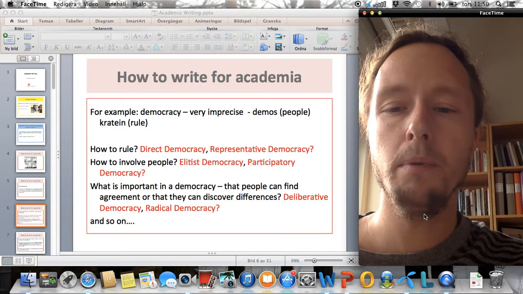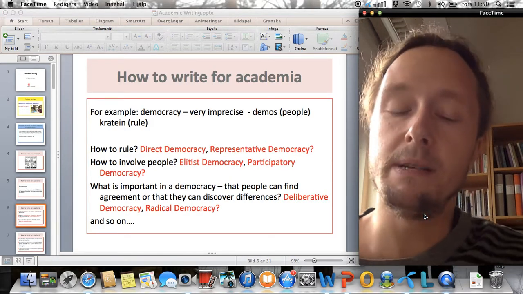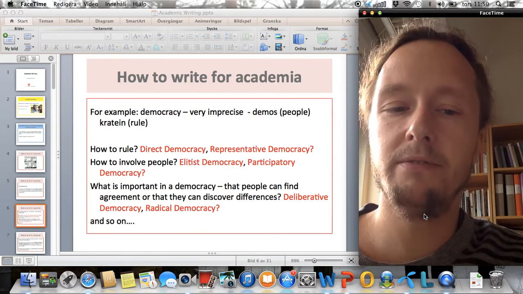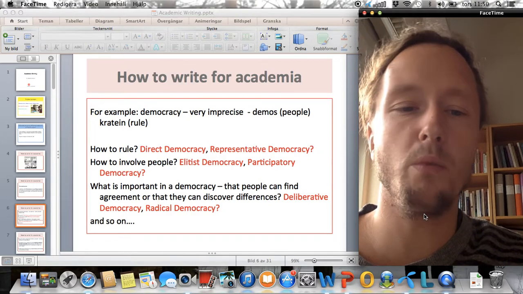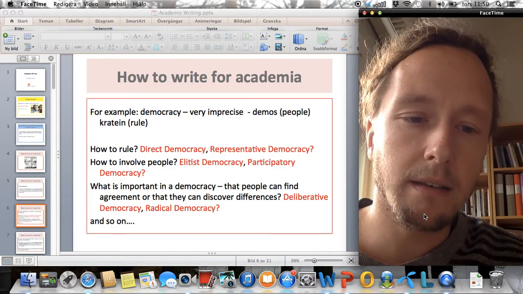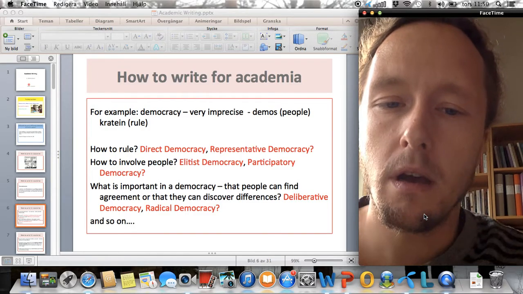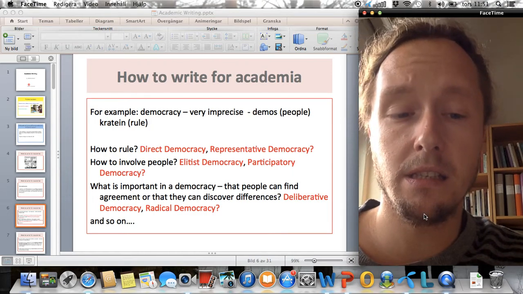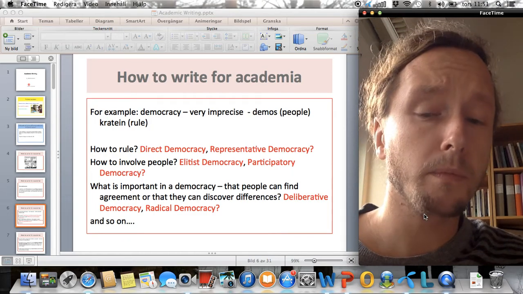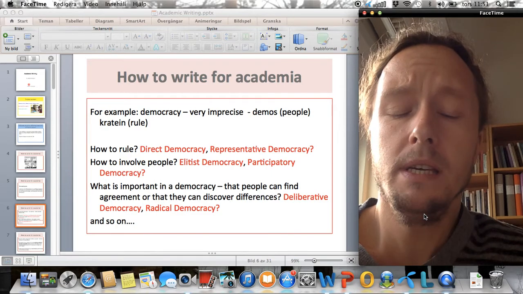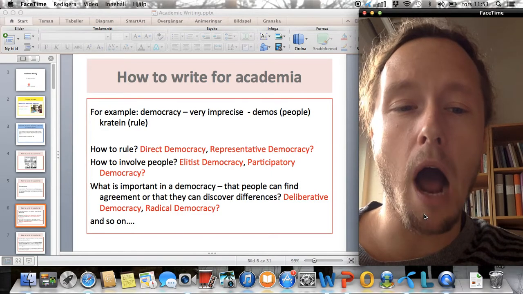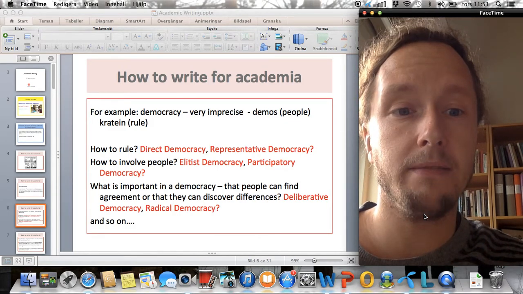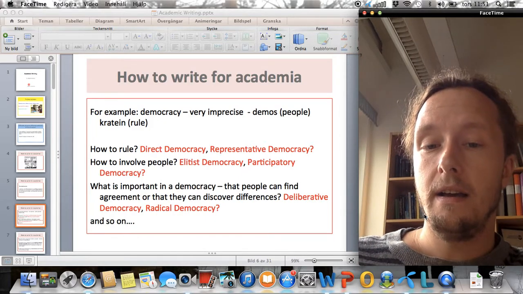To give you an example, we take democracy, a concept that I've been using a lot. Now, democracy is a very imprecise concept. What does it mean? Taking it from Greek, Melisanti can help me here perhaps. It means the rule of the people. Demos is people and kratein is rule. But what does this mean, the rule of the people? How do people rule? Are we talking about direct democracy or representative democracy? This is a huge difference.